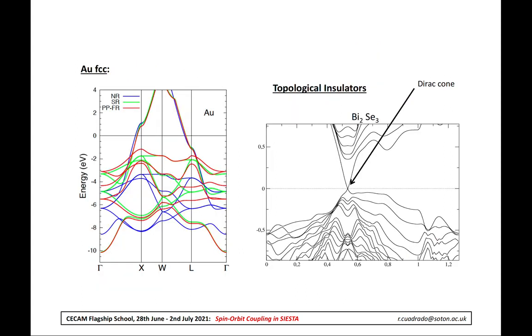From a theoretical point of view, if one includes the spin-orbit in their simulations, one can obtain, for example, the splittings of the band structure that in a common DFT calculation is not possible, since without spin-orbit the bands are degenerate, as we can observe in the figure on the left for gold. Also, the bands of topological insulators can be described correctly, as we see on the right side of the slide for bismuth selenide.